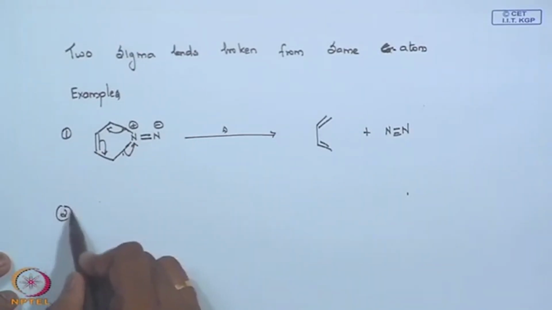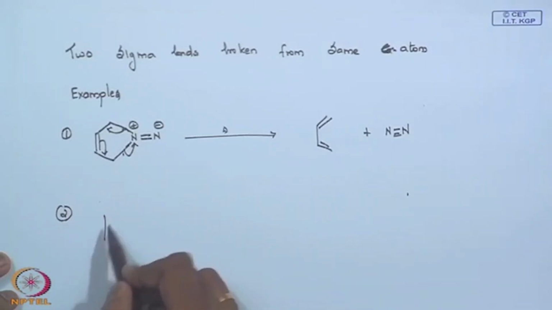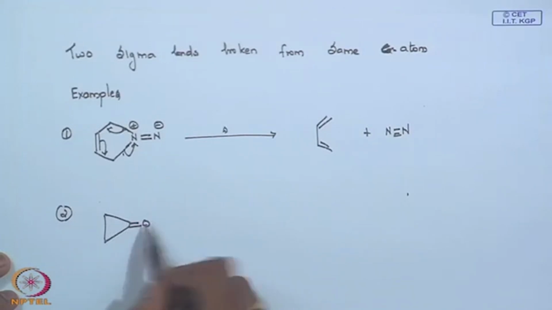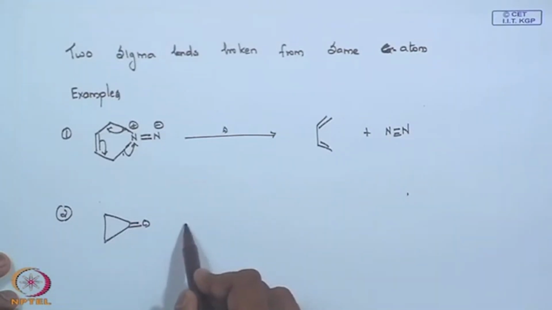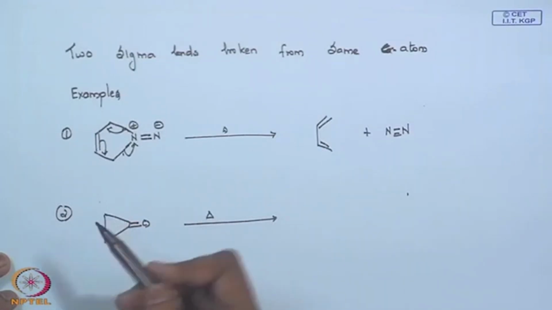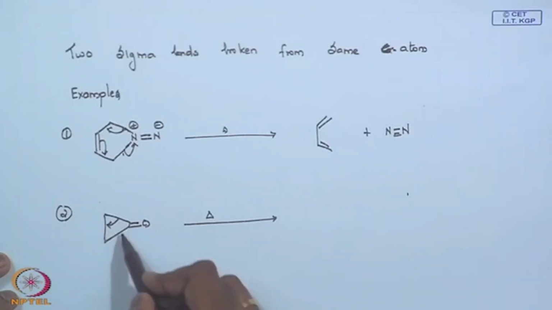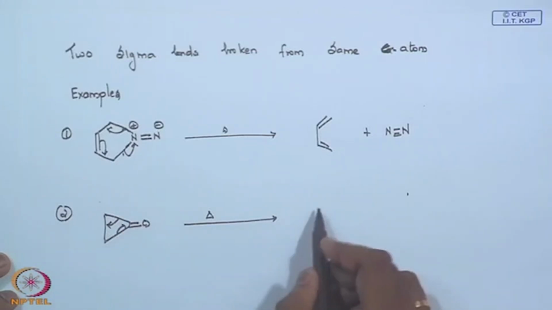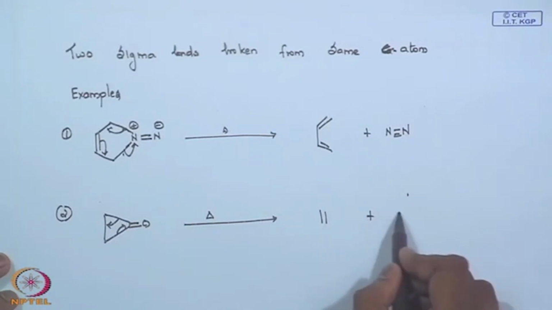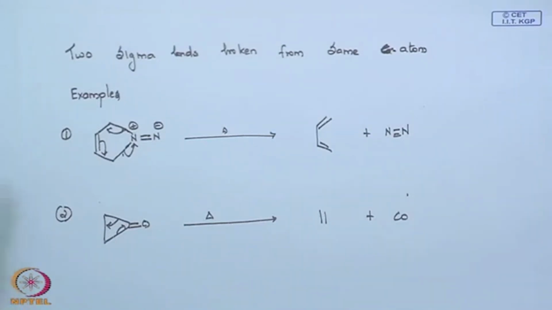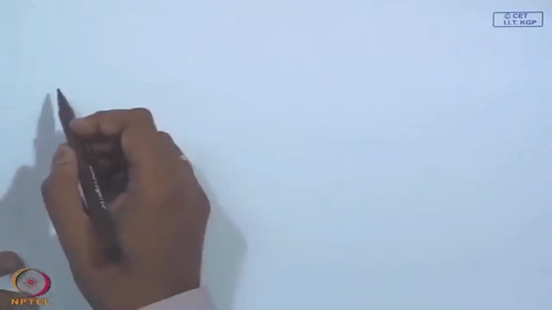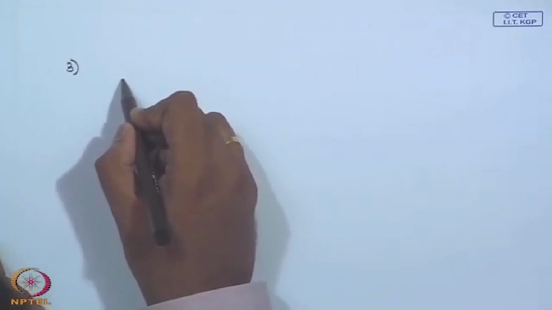You can also try to do with your 3-member ring. See, in this case your nitrogen elimination is there. You can even think about your carbon monoxide elimination, giving you alkene plus carbon monoxide, fine. Then there is one more, because you have seen sulfur dioxide adding to your diene system, the same way you can see extrusion of sulfur dioxide, for example, in this case.